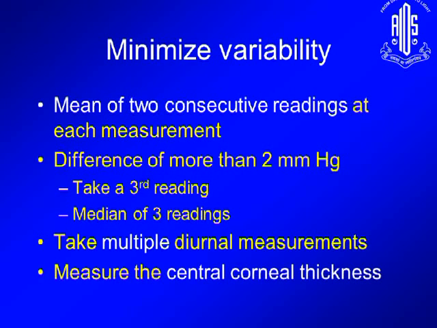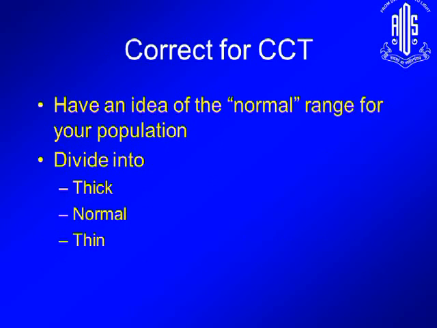So again, how do you minimize variability? You take 2 consecutive measurements at each visit. And if those 2 consecutive measurements are more than 2 millimeters apart, you take a third reading and use the middle of those 3 readings as the intraocular pressure that you record at that time. If possible, take multiple diurnal measurements and also measure central corneal thickness.